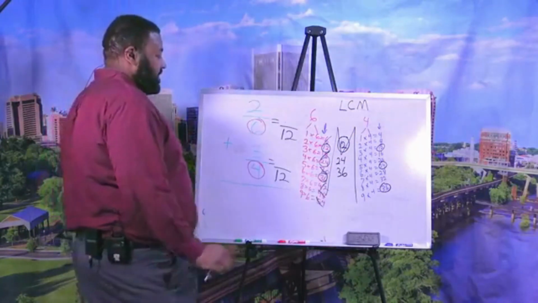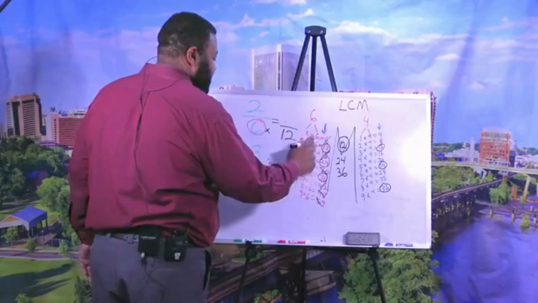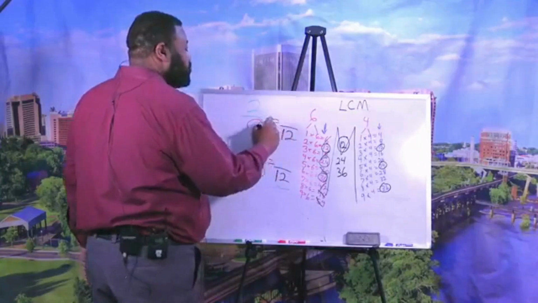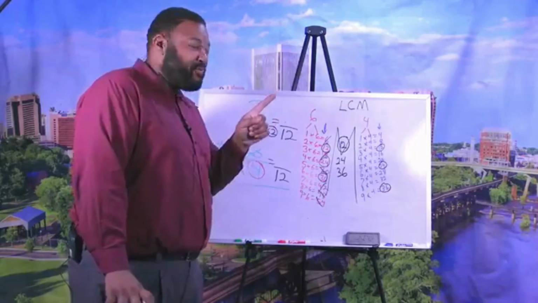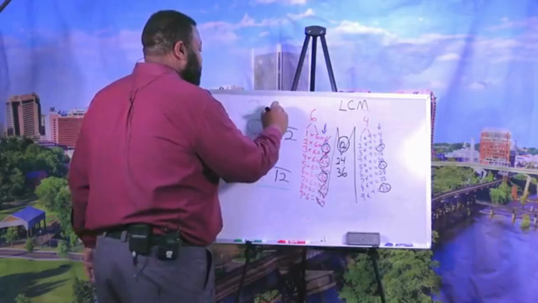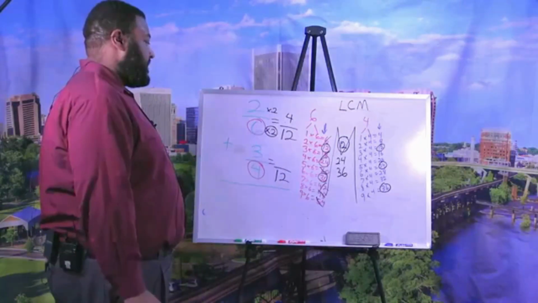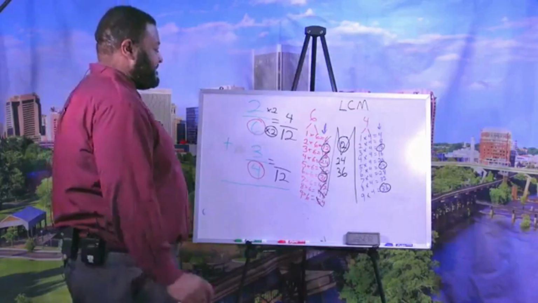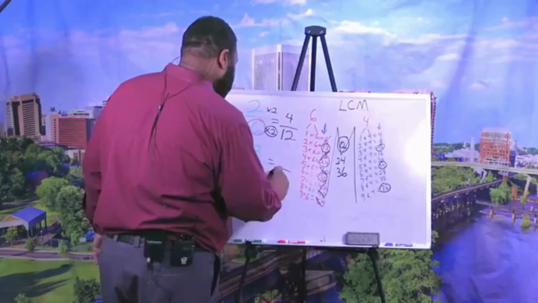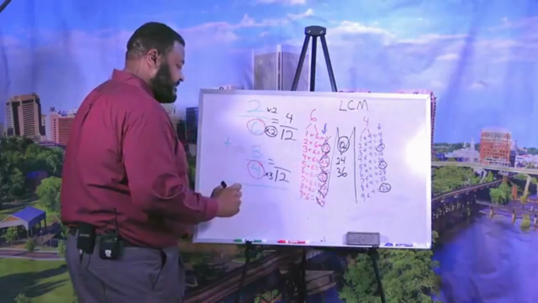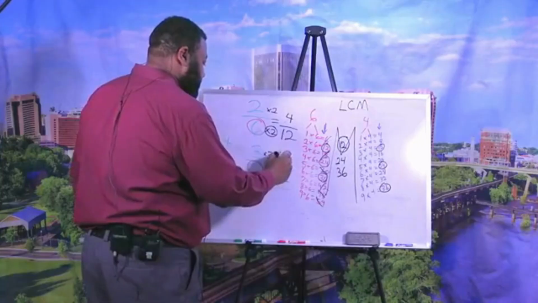So what I'm going to do here, I'm going to start at the top this time. 6 times what is 12? We got it right here. 6 times 2. Whatever you do to the bottom, which is my denominator, you do to the top, which is my numerator. So that's times 2. 2 times 2 is 4. 4 times what is 12? 4 times 3 is 12. Times 3. 3 times 3 is 9.